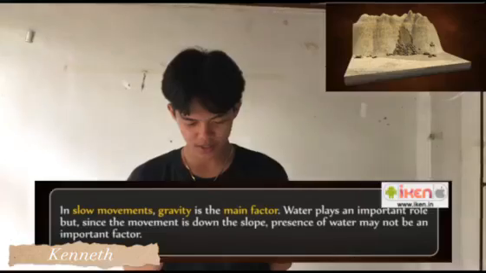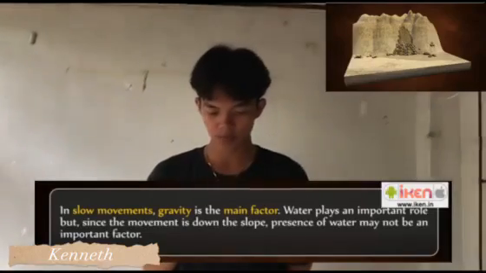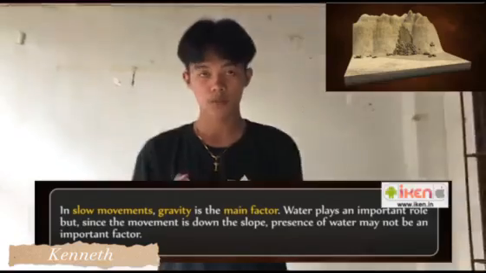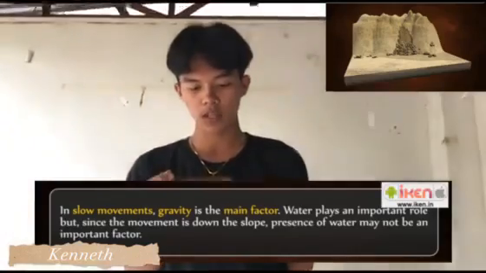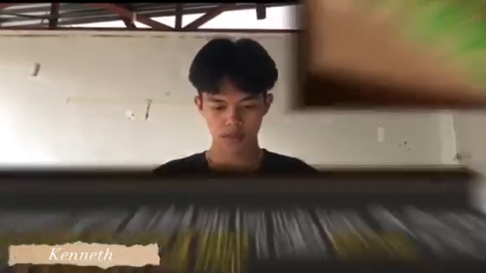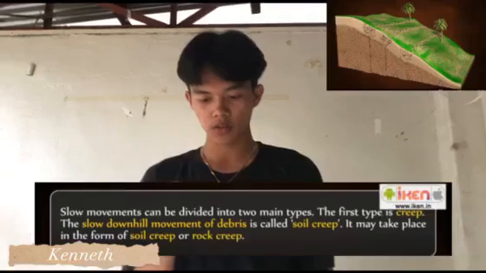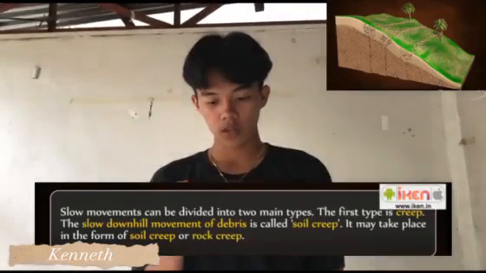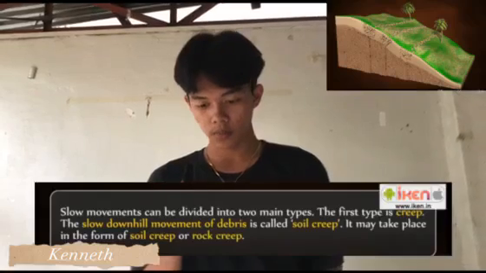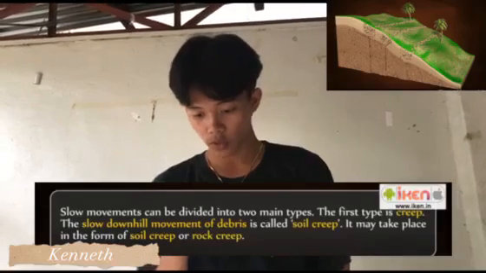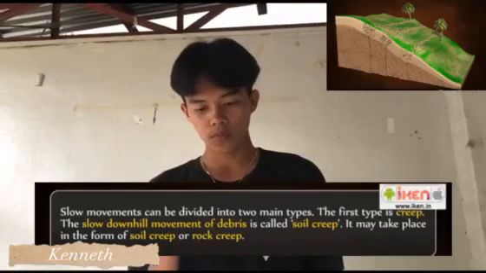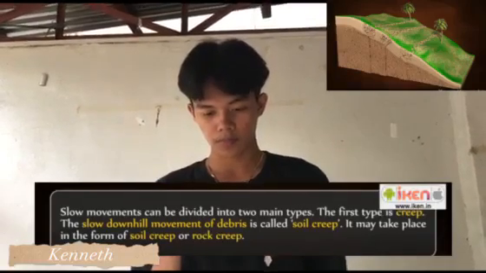In slow movement, gravity is the main factor. Water plays an important role, but since the movement is down the slope, the presence of water may not be an important factor. Slow movements can be divided into two main types. The first type is creep. The slow downhill movement of debris is called creep. It may take place in the form of soil creep or rock creep.